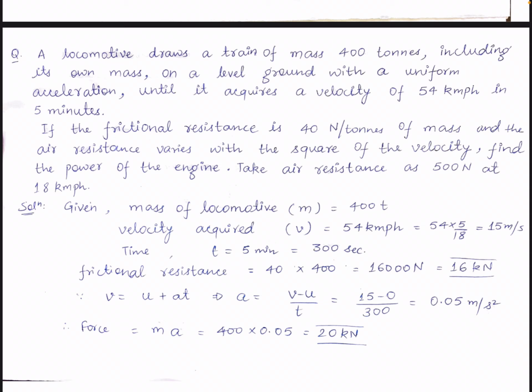Try to read the problem first, try to solve the problem by yourself, then come to the solution and try to match and check where you are making mistakes. So mass is given, velocity acquired is 54 kmph, which we have converted into meter per second. Time is 5 minutes, that is 300 seconds, 5 into 60. Frictional resistance is 40 newton per ton and the mass is 400 ton. So just multiply 40 by 400, you will get 16,000 newton or 16 kilonewton.